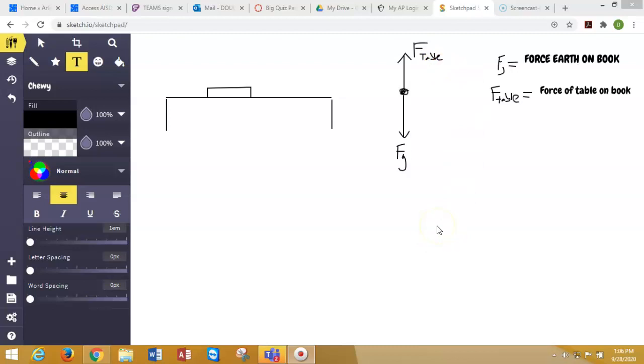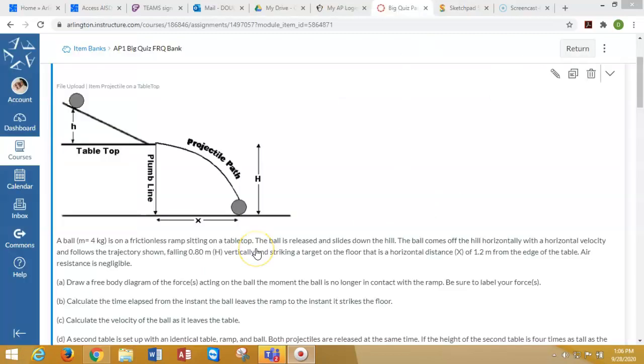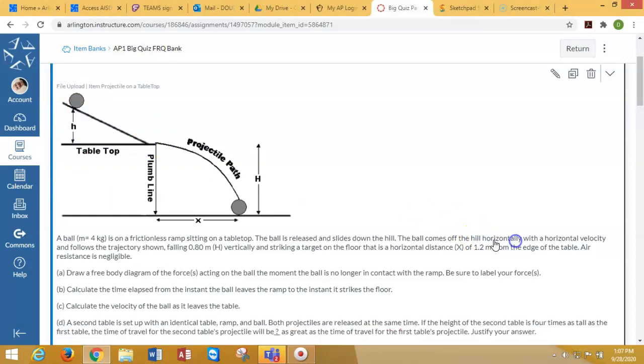So some of you, when you're doing problems, when you're doing your quiz, I think some of you try to create forces that aren't really there. Here's an example of one that I had on the quiz. There's a table, there's a ramp, the ball rolls down this ramp, and then it comes horizontally off of the table. So it actually comes off in the X, and it moves in this curved path.